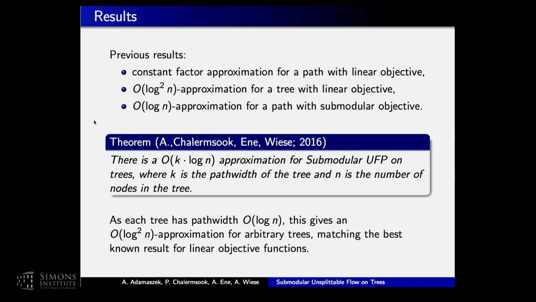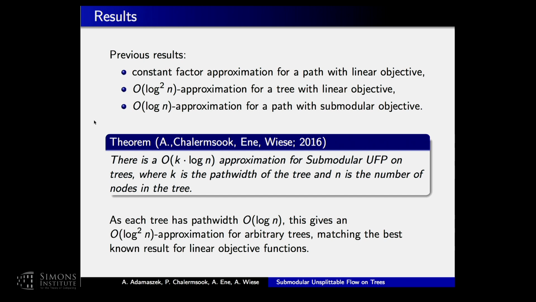And because every tree has path width at most log n, that gives us a log square n approximation for arbitrary trees, which matches the same result for linear objective functions. And I'm not sure how many of you know what path width is. So for those of you who don't, just think of k as being log n, as it's not crucial for the talk. Essentially, if someone knows what tree width is, path width is like tree width where you require the tree to be a path. For those of you who don't know what tree width is, just think of it as being log n.